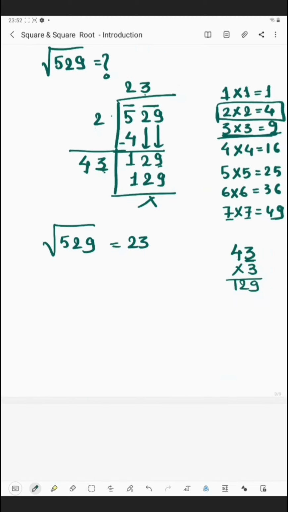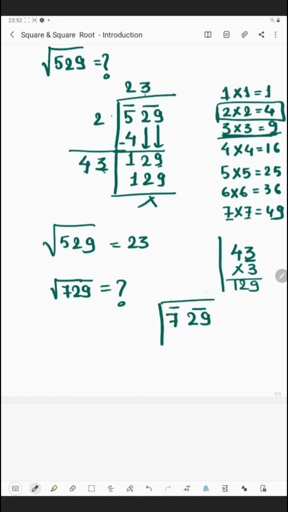Okay, let's take another example. Let us find the square root of 729 by the long division method. So at first we need to make pairs. These two will make one pair, and this one will be considered as one pair. Now here we have 7. Say 3 3s are 9. 9 is greater than 7. So we will have to take 2 2s are 4. Now 7 minus 4 is 3. Now these 2 and 9 will come down.